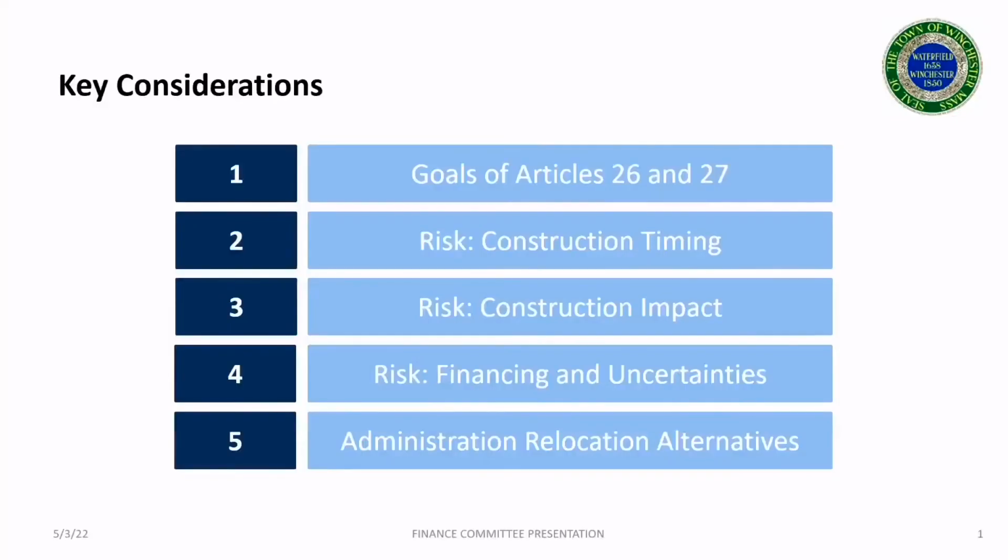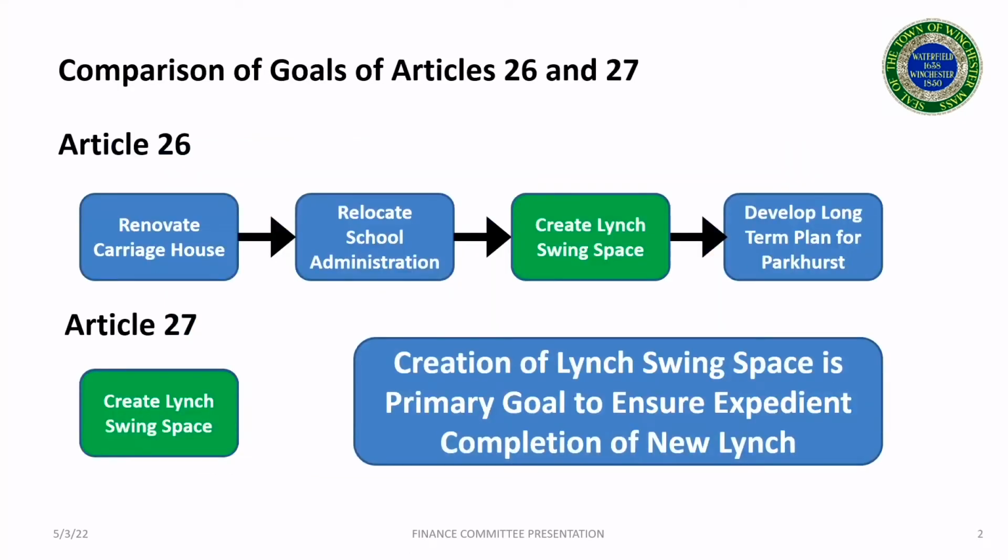So you'll hear a lot of common themes. I think the Finance Committee agrees with the Select Board on many, many counts. And one thing we heard tonight was the common goals of Articles 26 and 27 are to create swing space for Lynch. That's why we're talking about it now. That's why we're voting it now, because Lynch is the priority. And the Finance Committee, one of our talking points is that we don't want to support anything that would put the Lynch project in jeopardy, be it schedule, cost, or otherwise.